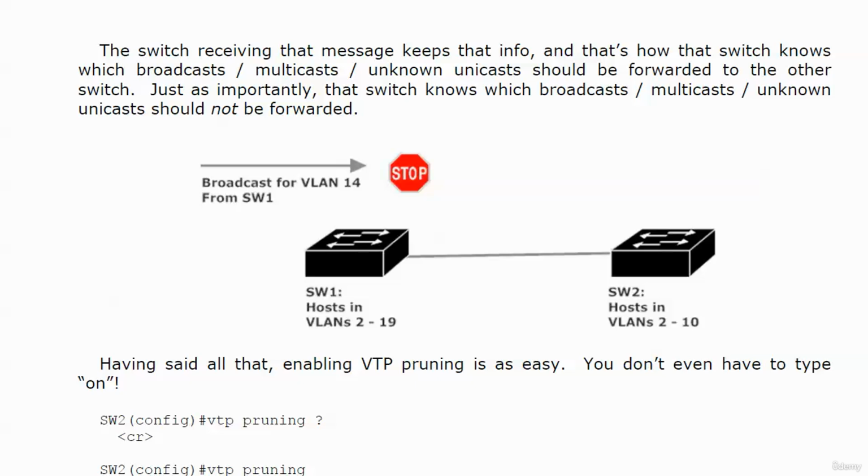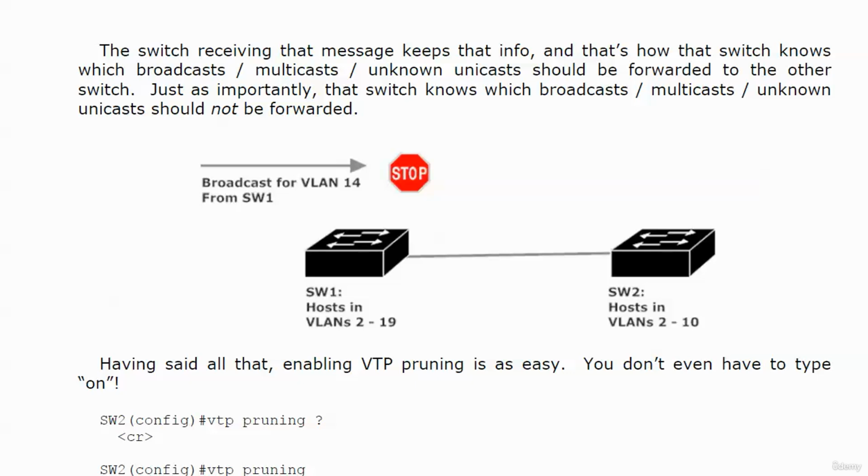to the other switch. Because with pruning in operation, say switch 1 has a broadcast that's sending out all ports in VLAN 14. Well, by default, that would include the trunk port, because a trunk port is a member of all VLANs. But pruning has let switch 2 let switch 1 know in advance, hey, I don't have any ports in VLAN 14, only 2 through 10, so don't send me anything with any of the other non-default VLANs. So switch 1 wouldn't send that broadcast.